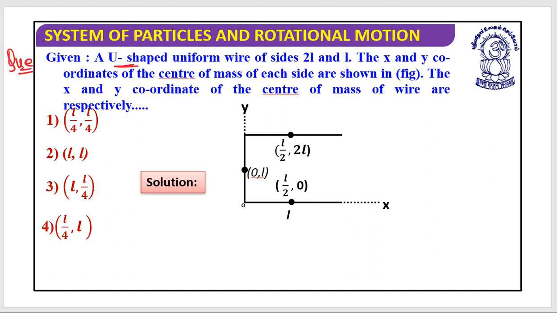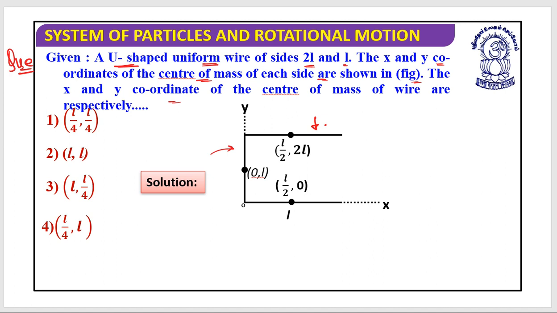It says that a U-shaped uniform wire of sides 2L and L. So this side is of 2L and this side is of L. The x and y coordinates of the center of mass of each side are shown in the figure. The x and y coordinates of the center of mass of the wire are respectively. So what do you need? You need the x and y coordinates of the center of mass. They have written everything. We don't need to do anything.